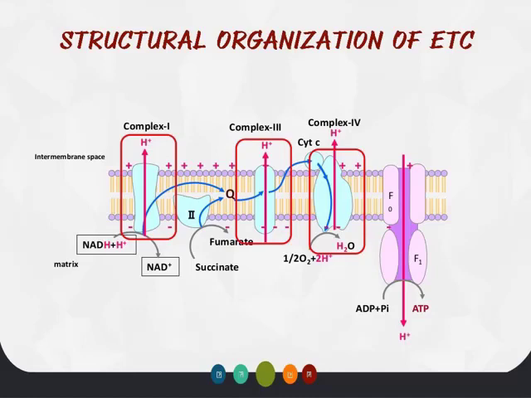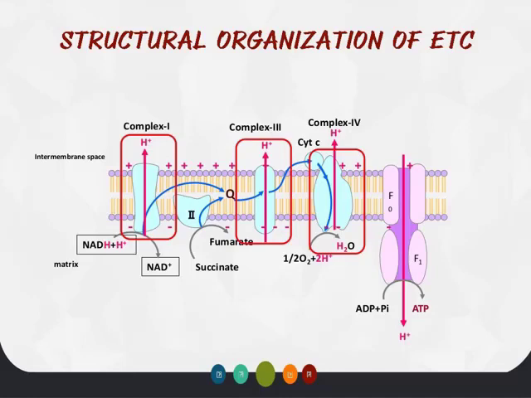Now the FMNH2, the electrons which it has, will be taken by this coenzyme Q. And as the coenzyme Q takes these electrons, it gets reduced into a reduced form of coenzyme Q. Now this coenzyme Q will then transfer the electrons to the next component of the electron transport chain. But before we proceed with it, let's also understand how FADH2 gets oxidized.